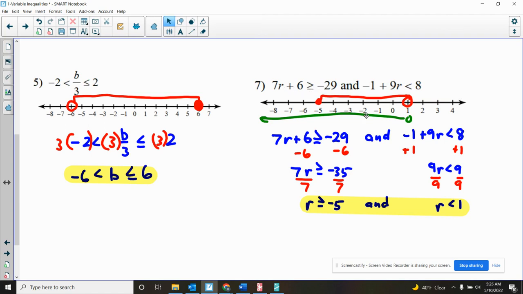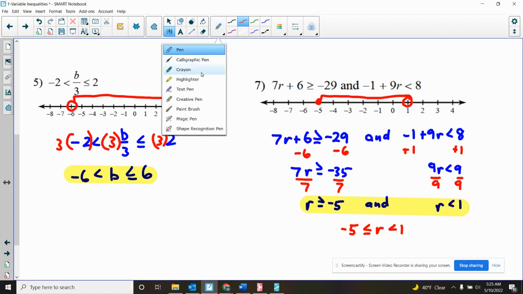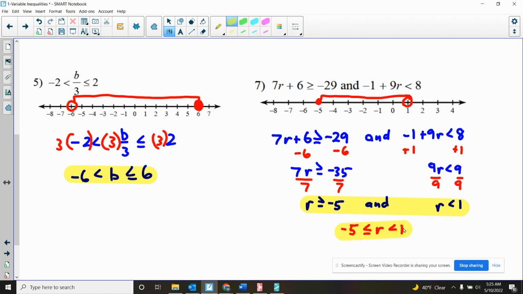I'll get rid of the green stuff here. All right, so looking at this now, if you wanted to, you could write it this way. -5 on the low end is less than or equal to the r, which is less than 1 on the high end. Here in red is a second acceptable version of the answer.